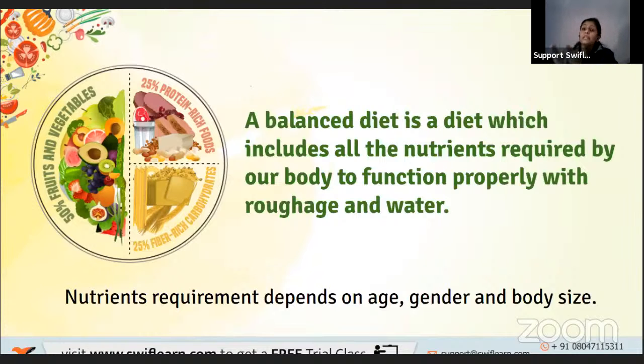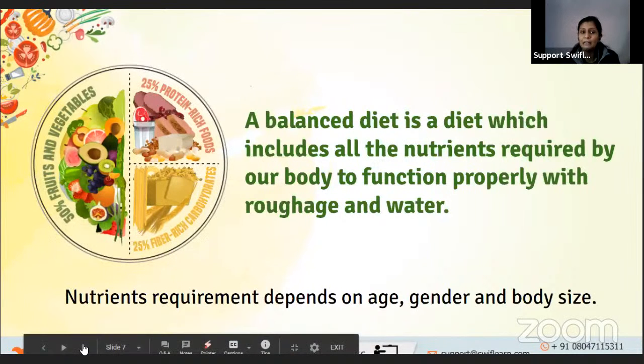They get stored inside your body, and when you have to absorb these fats, you have to do extra work because otherwise they'll sit on your tummy only. So 25% is your fiber rich carbohydrates, 25% is your protein rich food, and 50%, the most important, is your fruits and veggies that you need to take. Veggies you are taking in your food, but you should include fruits also in your diet.